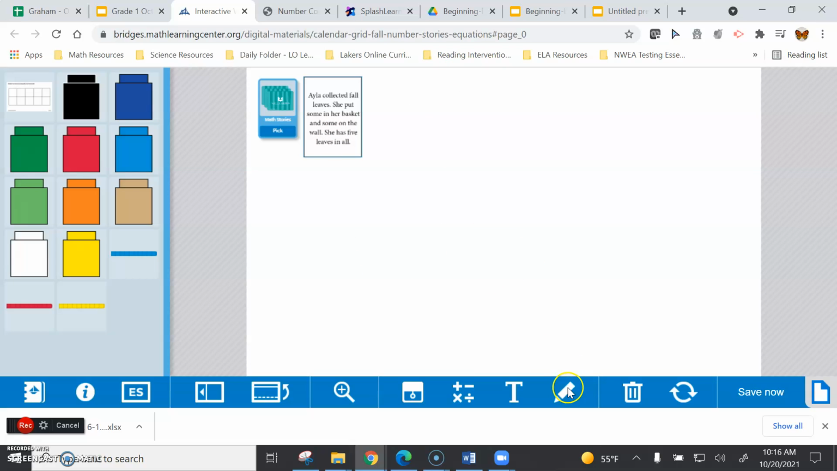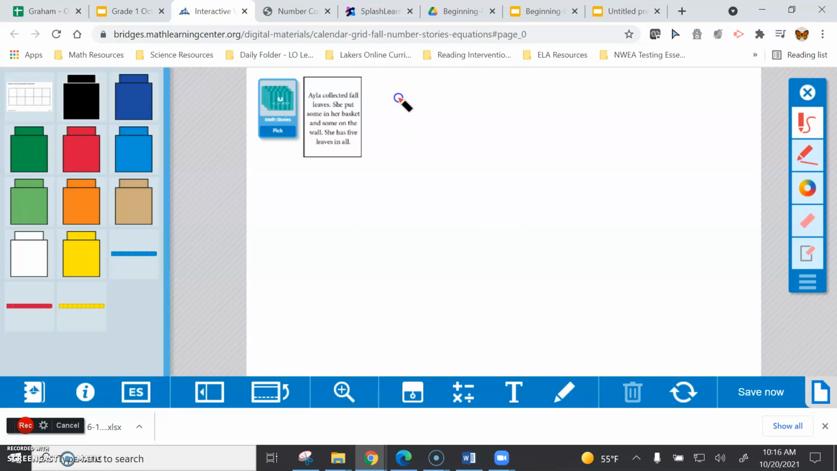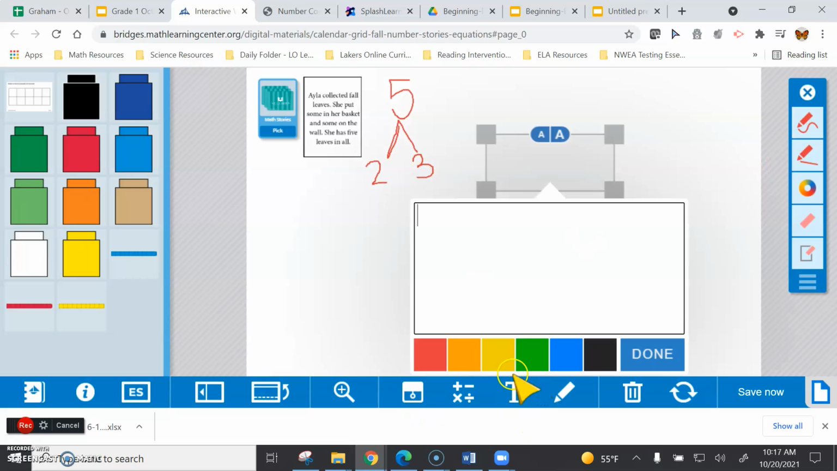So if we made a number tree, we know that she had 5. What if she had 2 leaves in her basket and 3 on the wall? Can you think of some math facts, math equations that we could write to explain this number tree?